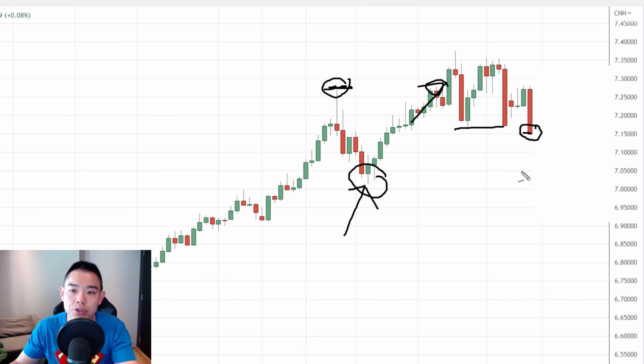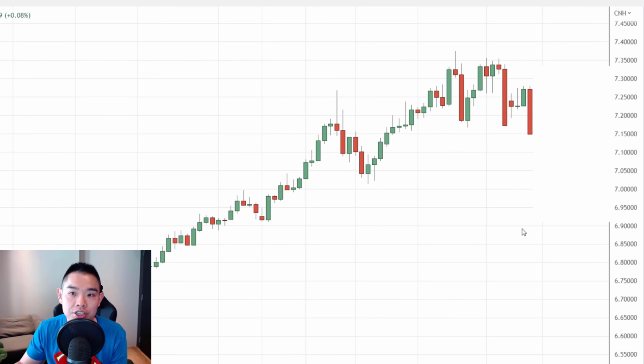My question to you is: is this uptrend still intact, or has it been invalidated? Five seconds, think about this. 1, 2, 3, 4, 5. The answer is that the uptrend is actually still intact, because it did not break below the swing low that precedes the breakout. This uptrend is still intact.